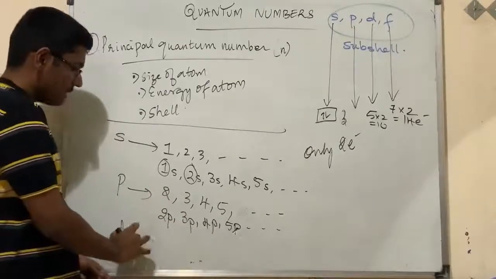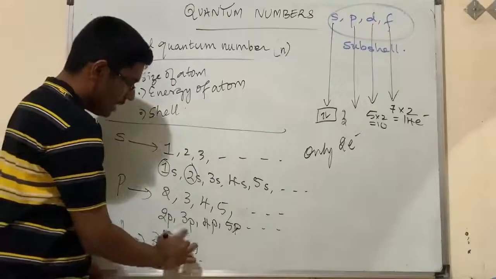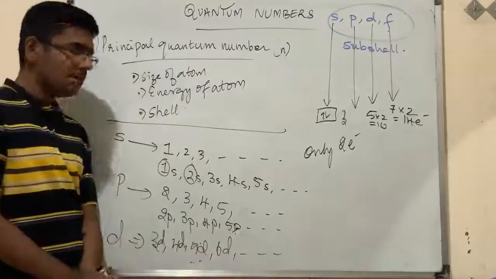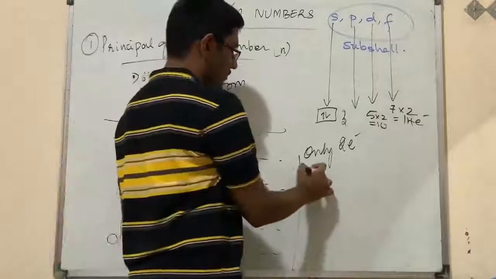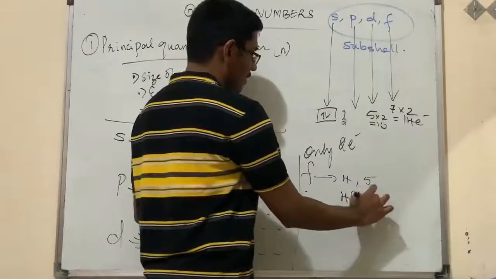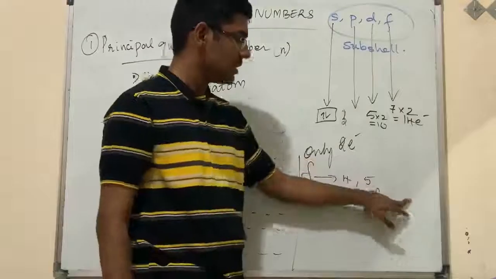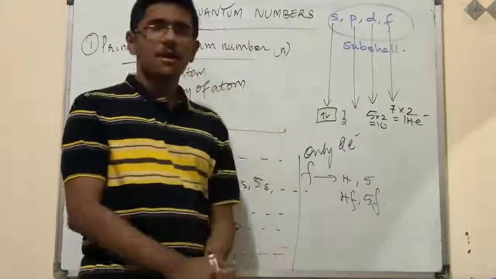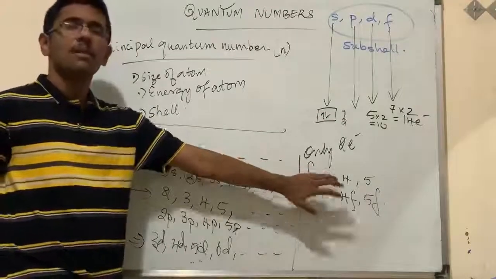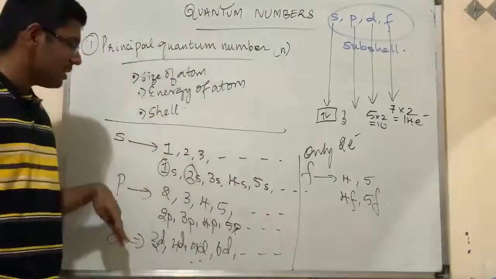Then the d orbital always starts from 3. We can write 3d, 4d, 5d, 6d, etc., where 3, 4, 5 are the principal quantum numbers. And the f orbital always starts from 4 onwards, so 4f, 5f, etc. 4f and 5f are the main f orbitals which we are studying. The f orbital does not include 1, 2, 3. It only starts from 4. You have to understand this concept.